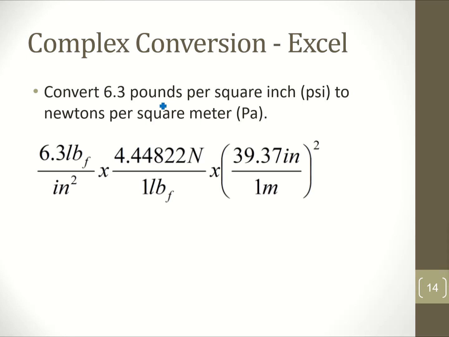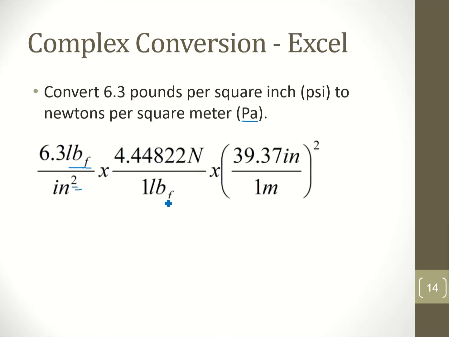If we have 6.3 pounds per square inch, this is called PSI, or pounds per square inch, and we want to convert that to newtons per square meter, also called pascals, right? How do we do that, right? Well, we know this is pounds per square inch, and we're at 6.3. This is our pound force per inches squared, right? Inch times inch is squared. We can multiply it times a conversion factor of 4.44822 newtons per pound force.